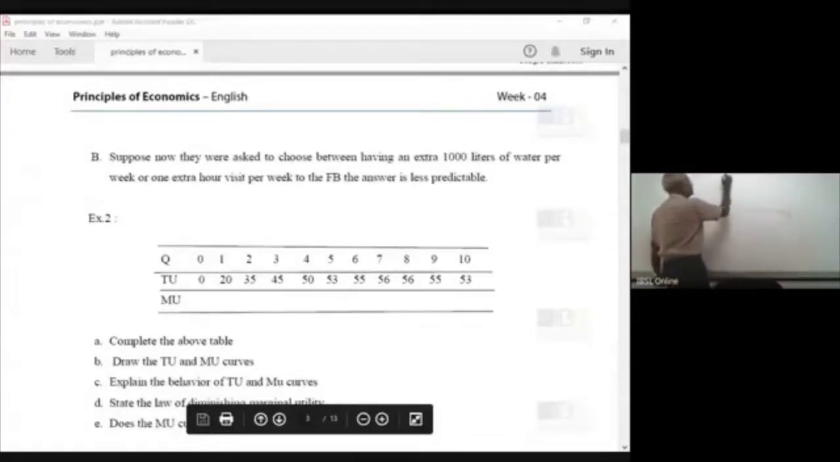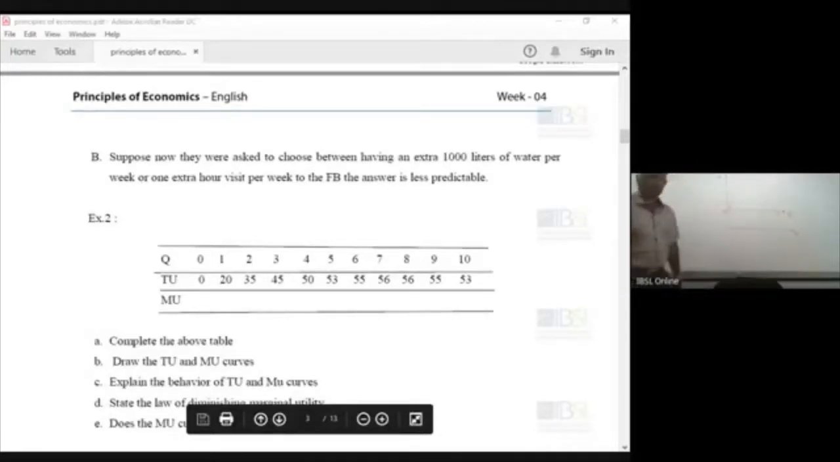Quantity versus TU. In the diagram below, I will draw quantity versus MU. You have to draw this 1 to 10. Like that, you go 1, 2, 3, 4, 5. You calculate the total utility curve, 0, 0. It increases and then decreases. Something like that.